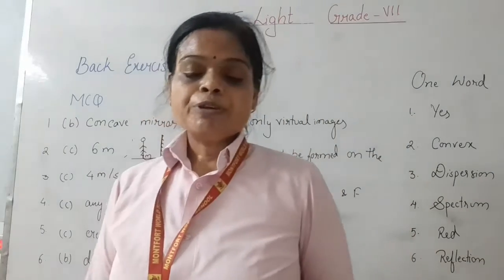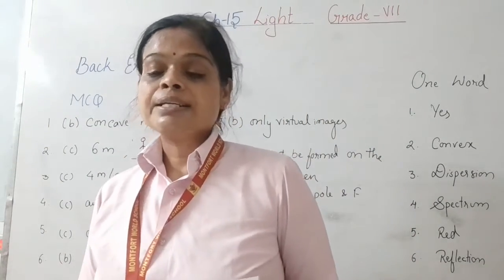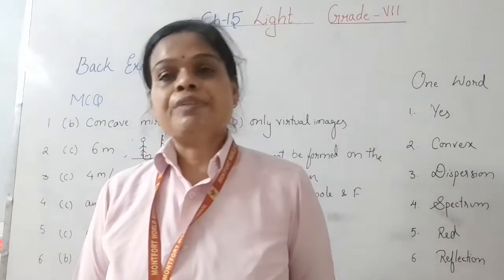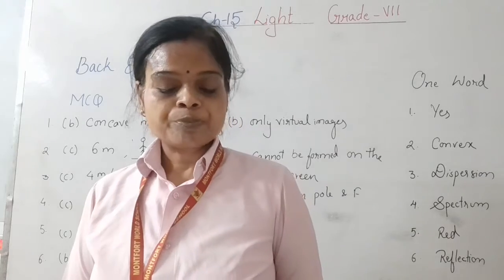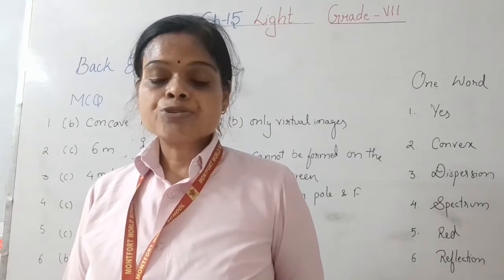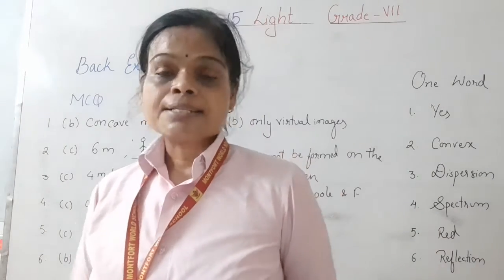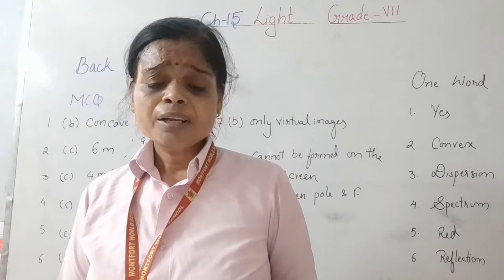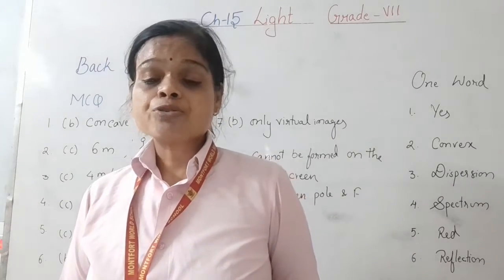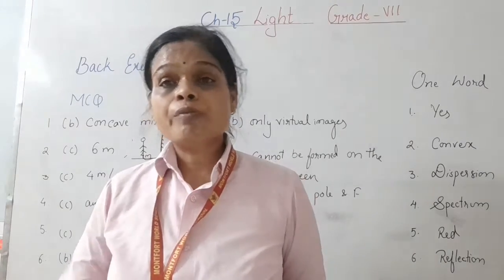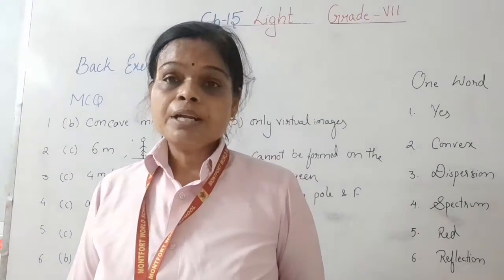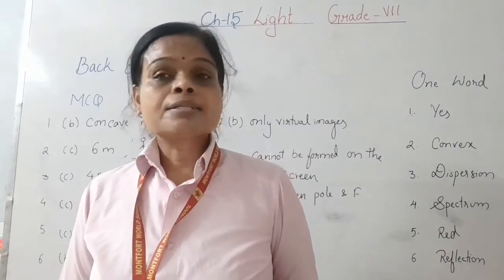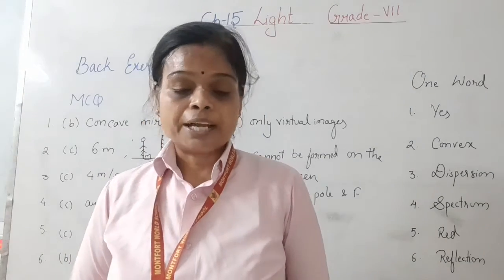We can see the moon because it reflects the light from the sun. Is it a regular reflection or diffuse reflection? It is diffuse reflection. It's not regular reflection. Is it necessary for the Newton disc to be rotated very fast? Yes. If we rotate it very fast, will it appear white if it is rotated slowly? No. If we rotate very fast, then only it will appear white. If you rotate slowly, then all the colors cannot be mixed and you cannot see the white light.